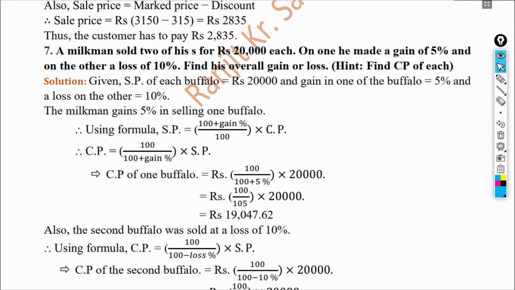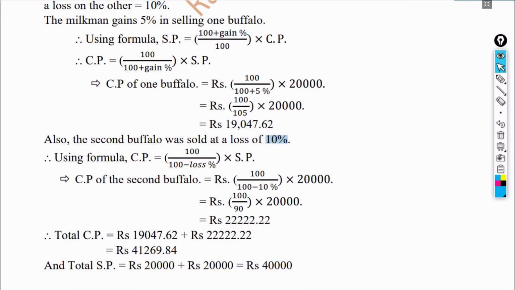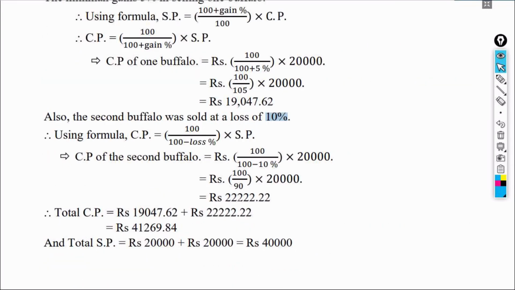And in the second buffalo he is losing 10%. Then using a similar formula, in case of loss there is a minus sign. You have to subtract 10% from 100. Then 100 by 100 minus 10 into 20,000. You will get rupees 100 by 90 into 20,000.